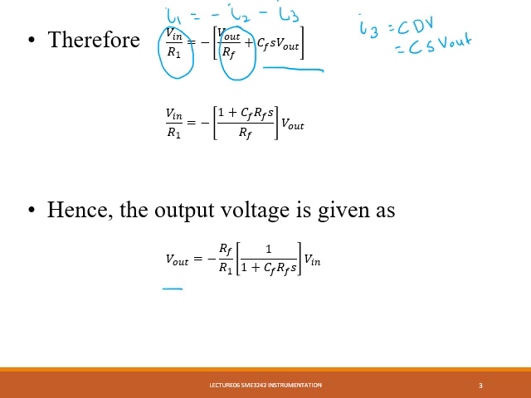Vout over Vin equals minus RF over R1, which is the amplification part, or the gain, multiplied with this part here, which is the filter part, the filter effect part. It will act as a filter on this part. If you compare with the equation for RC low pass filter, it has the same equation for the filter part, but without the gain part here.